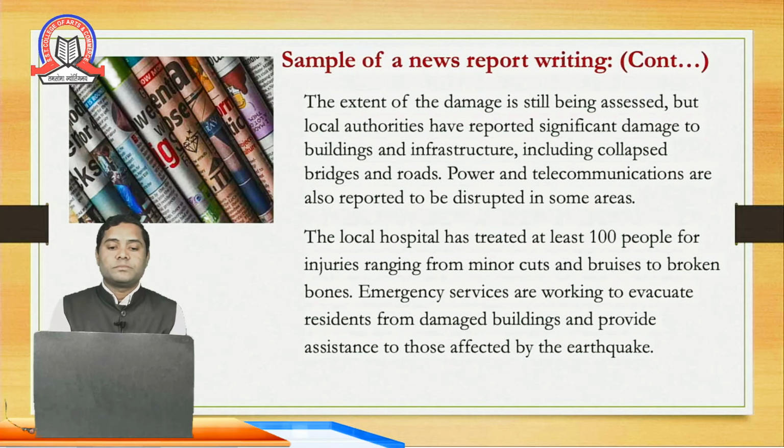The extent of some damage is still being assessed, but local authorities have reported significant damage to buildings and infrastructure, including collapsed bridges and roads. Power and telecommunications are also reported to be disrupted in some areas. The local hospital has treated at least 100 people for injuries ranging from minor cuts and bruises to broken bones. Emergency services are working to evacuate residents from damaged buildings and provide assistance to those affected by the earthquake.